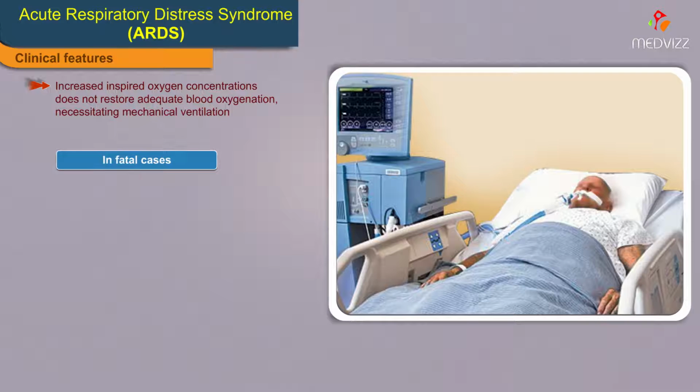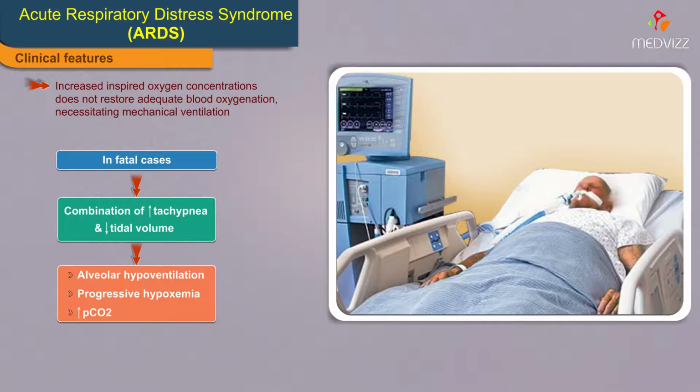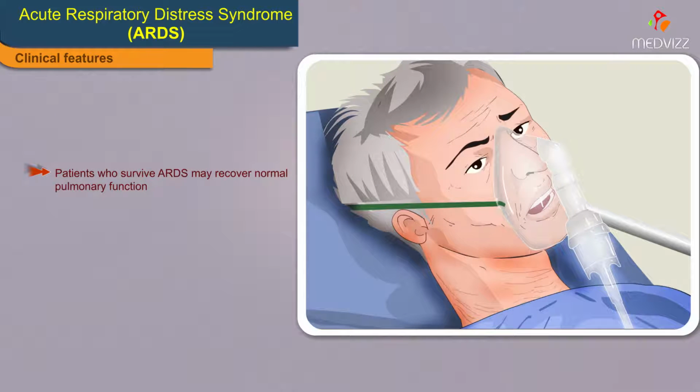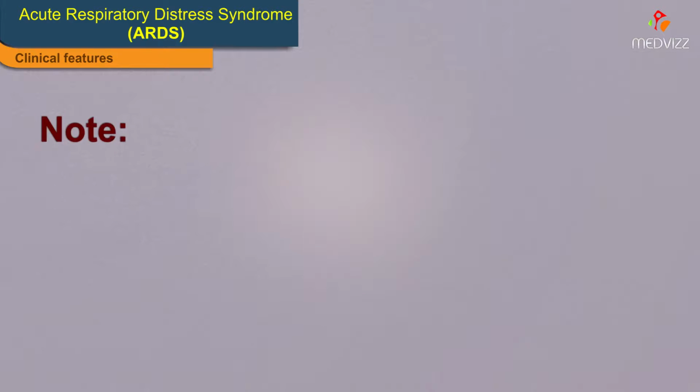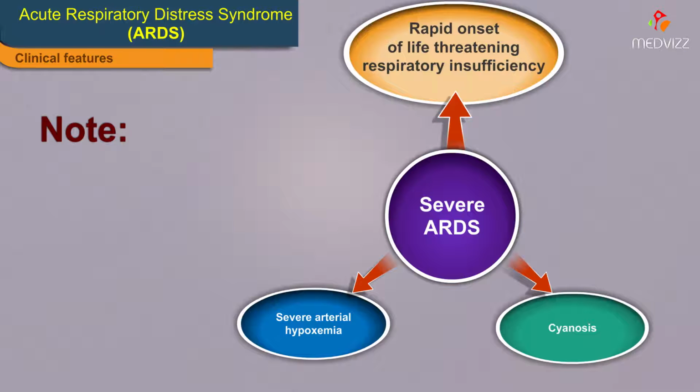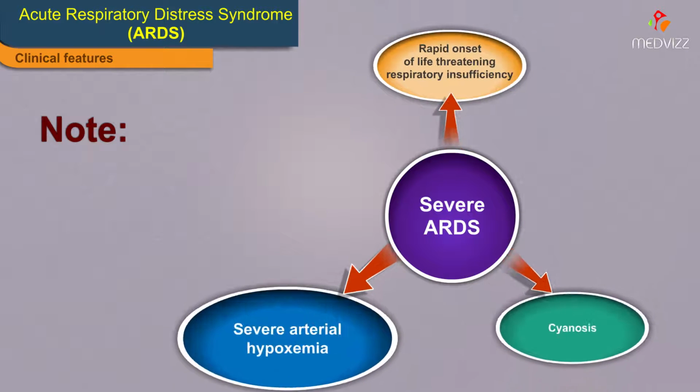In fatal cases, the combination of increasing tachypnea and decreasing tidal volume causes alveolar hypoventilation, progressive hypoxemia, and increasing PCO2. Patients who survive ARDS may recover normal pulmonary function, but in severe cases, they are left with scarred lungs, respiratory dysfunction, and in some instances, pulmonary hypertension. Note: severe ARDS is characterized by a rapid onset of life-threatening respiratory insufficiency, cyanosis, and severe arterial hypoxemia that is refractory to oxygen therapy.